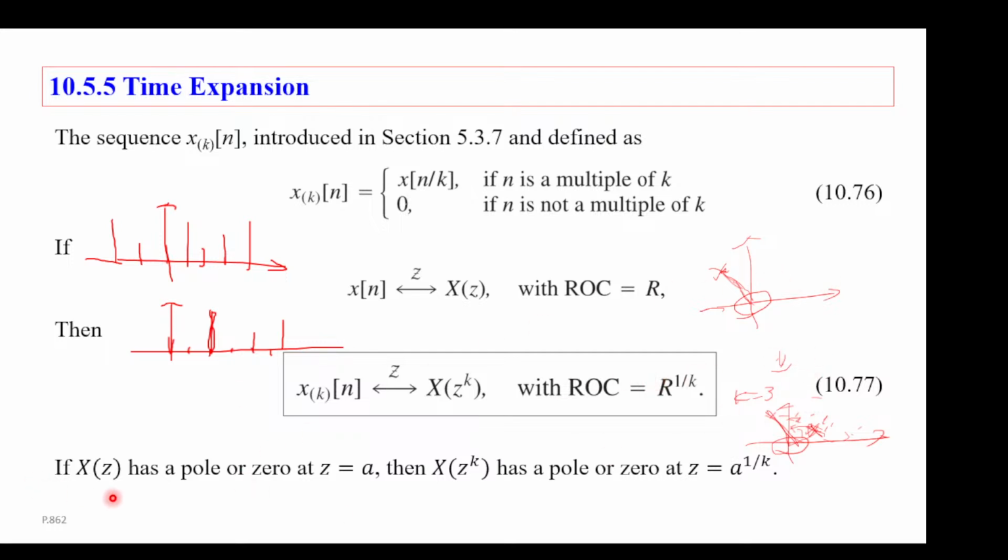Okay. And this also means that if you have a pole at a, you have a pole at a to the 1 over k.